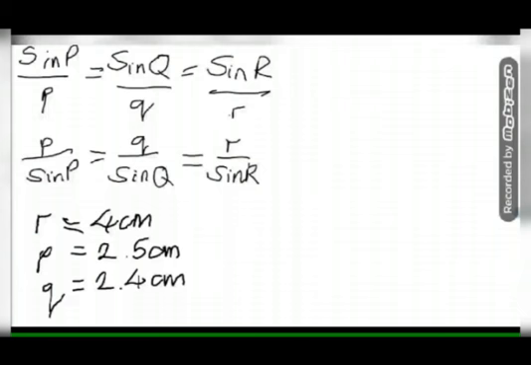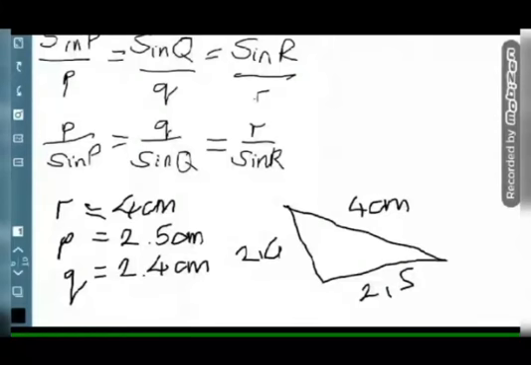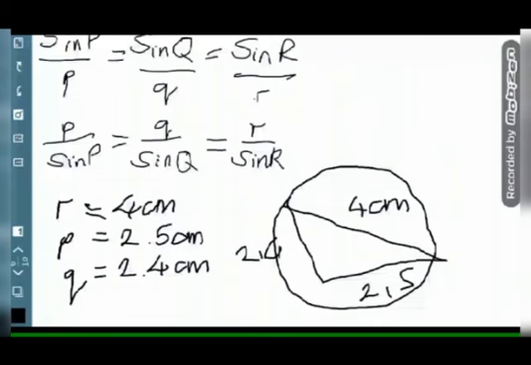Now, let's assume our triangle looks roughly like this. Here we have 4 centimeters, then 2.4, and when we're looking for a disk that completely covers this triangle, we're looking for a disk whose diameter is as wide as the largest side of this triangle. And this means that this disk has to be 4 centimeters in diameter.